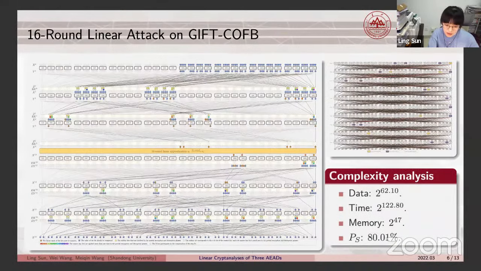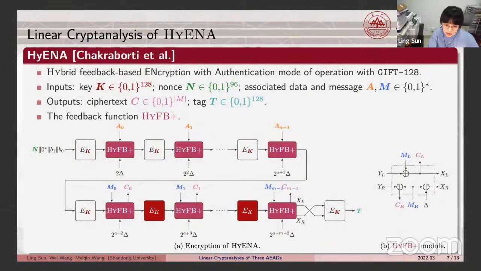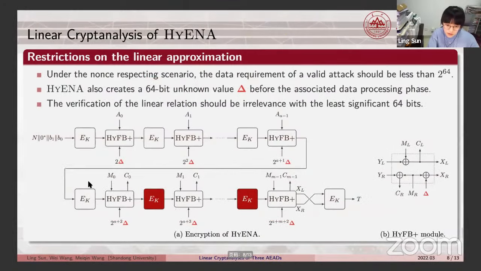We apply the specialized set problem to assist the search of linear distinguishers for GIFT-COFB and utilize the newly identified 10-round linear approximations to realize a 16-round key recovery attack. The second target is HYENA. It is the instantiation of hybrid feedback-based encryption with authentication modes of operation with the cipher GIFT-128. We also aim at the encryption function in the message processing phase highlighted in red.